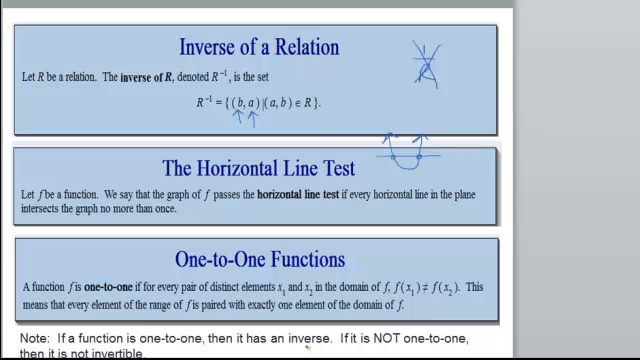So if you want to find out if a function is 1-to-1, you can perform the horizontal line test, but there are other ways to determine if it's 1-to-1. If it is not 1-to-1, then that particular function is not invertible.